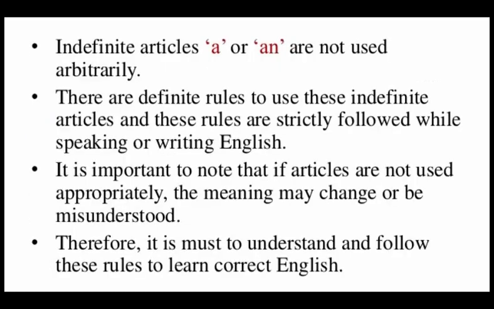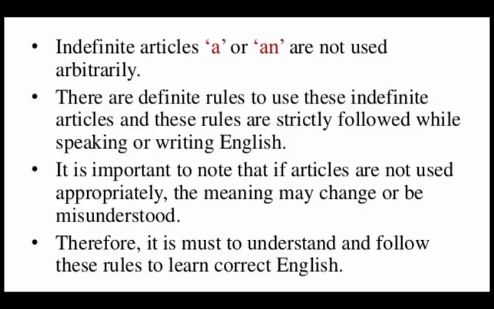So the indefinite articles a और an are not used arbitrarily, मतलब कि randomly ये use नहीं होती, ये categories में use होते हैं, ठीक है? ये हमेशा countable nouns के साथ आप mostly देखोगे, इन्हें uncountable nouns के साथ नहीं देखोगे. So there are definite rules to these indefinite articles and these rules are strictly followed while speaking or writing in English.